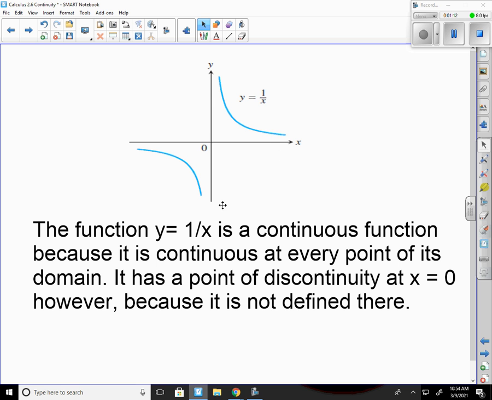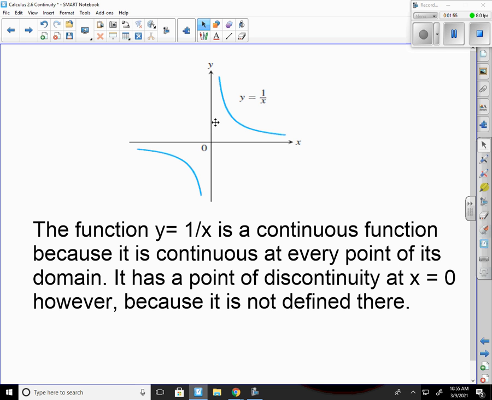The function y equals 1 over x is a continuous function because it is continuous at every point of its domain. It has a point of discontinuity at x equals 0, however, because it's not defined there. So think about the function 1 over x. I can't divide by 0, so 0 is not in its domain. But this would be considered a continuous function because it's continuous at every point in its domain. 0 is not in the domain, so it is discontinuous at x equals 0, but only because there's no x equals 0 in the function.